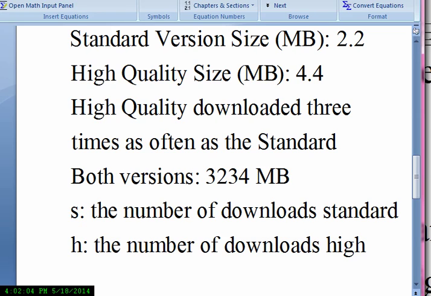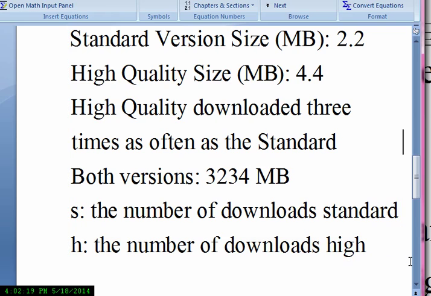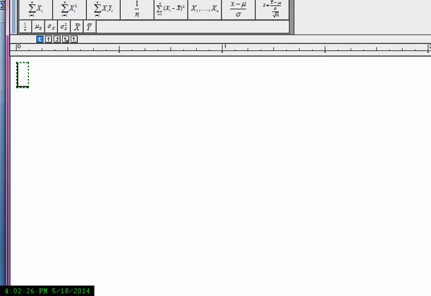All right, and so what we're going to do is write an equation for high quality downloaded 3 times as often as the standard. And how I do that is I use a ratio in order to express that. So I'll go out to MathType to show that ratio. I say that high quality, which is H, is to standard as 3 is to 1, because it says 3 times as many.